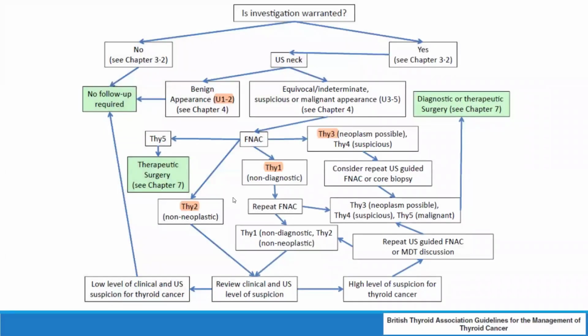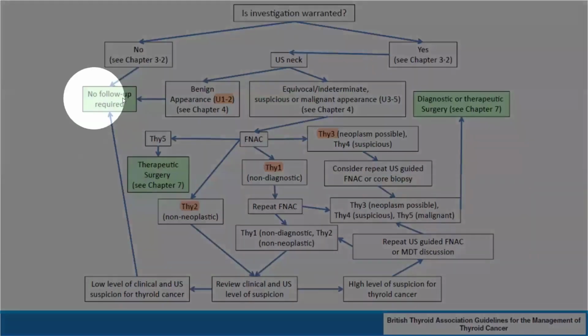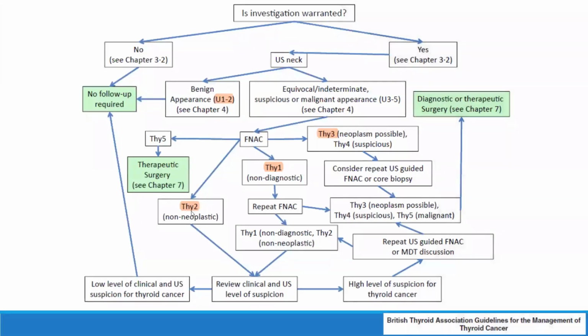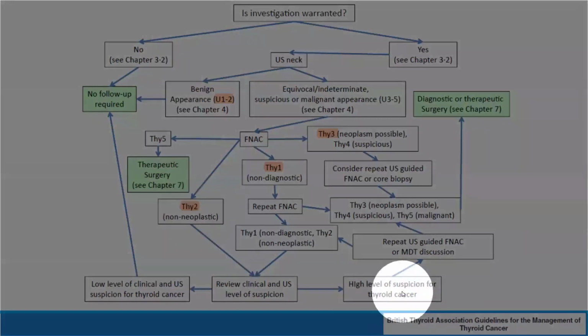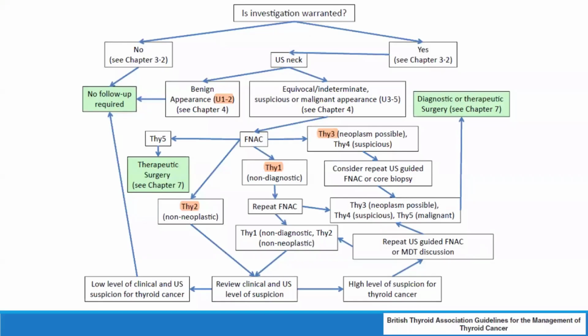So if Cy2 in a person 30 years old with no family history of thyroid cancer, no previous history of nuclear radiation, and no suspicious feature of thyroid malignancy, in this situation we should go to no follow-up required. But if the patient is young and the fine needle aspiration biopsy shows Cy2, in this situation we should go to repeat ultrasonography and fine needle aspiration cytology. And I will discuss later, inshallah, in the survey example after a few slides.